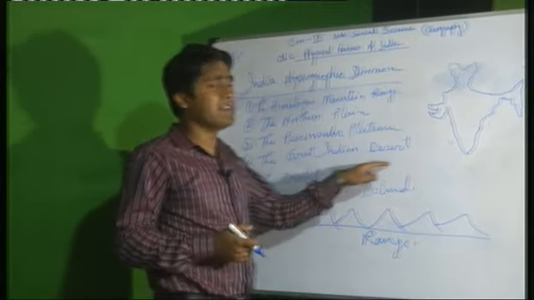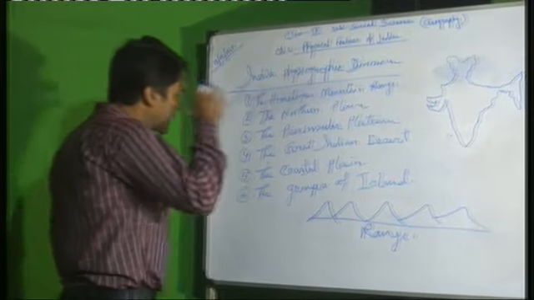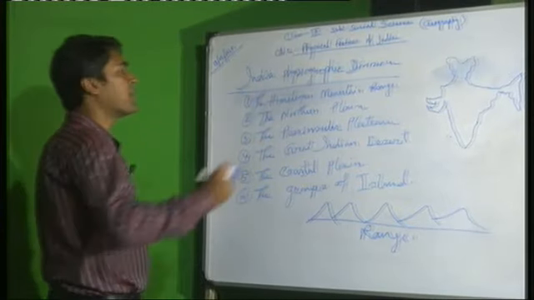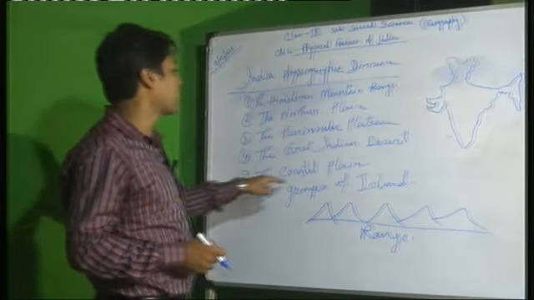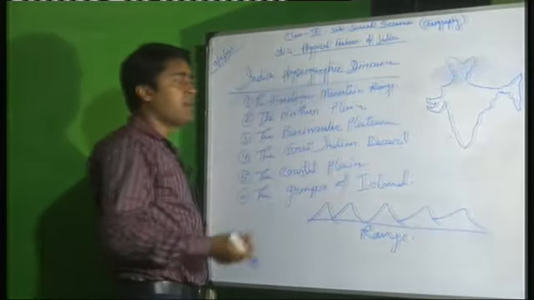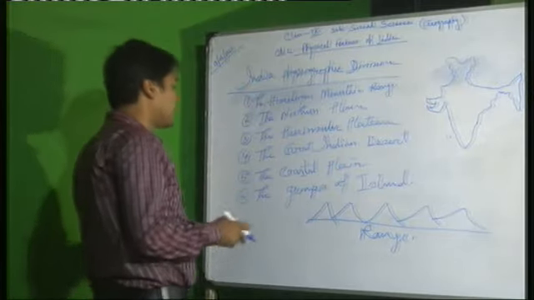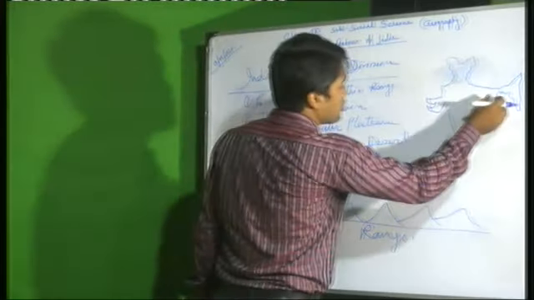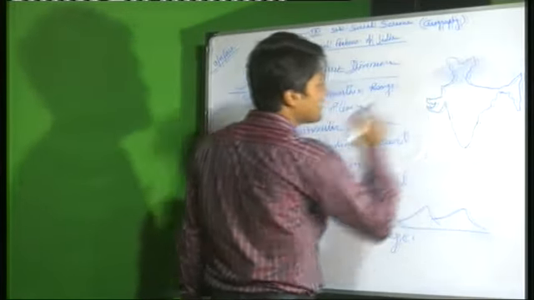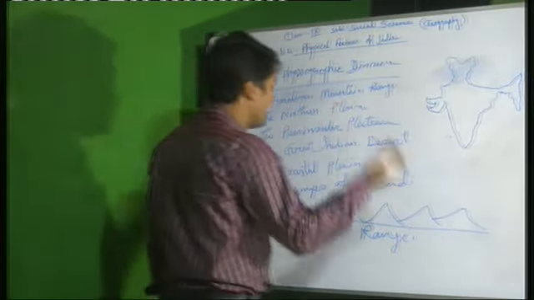Now, the Great Indian Desert is situated mainly in 2 states, Rajasthan and adjoining parts of Gujarat. After that, the coastal plain. India has a long coastal boundary. In the first chapter I have already told you, and I have also explained the importance of India's long coast in that chapter. You will see it again. In the coastal plain, there are 2 coasts: the western coast and the eastern coast. About this topic we will discuss later.